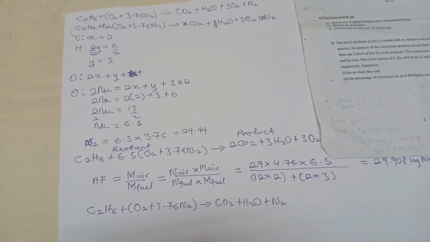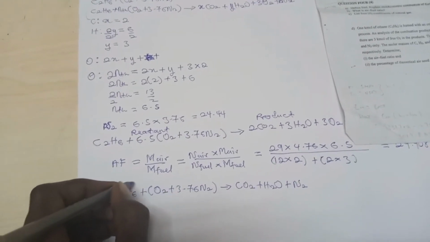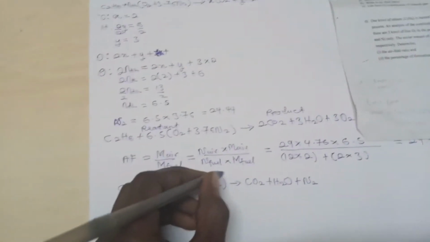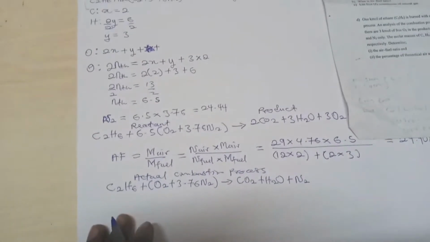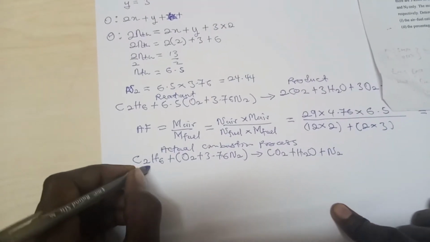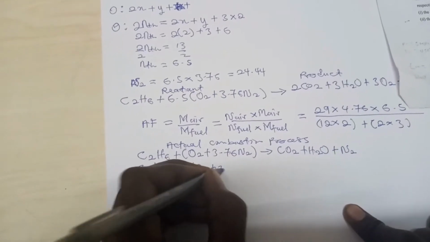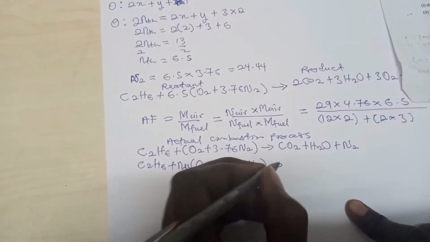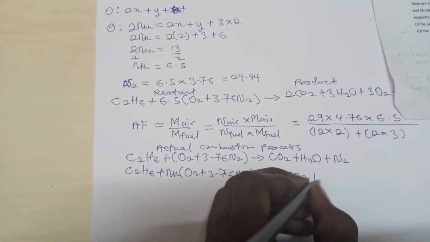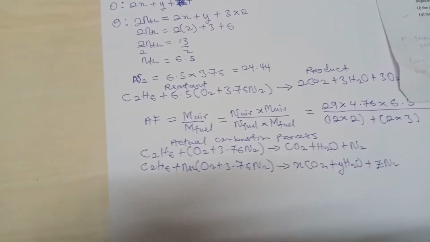So now this is the complete combustion they give us. The actual combustion process, we have to balance this chemical equation. C2H6 plus n times O2 plus 3.76 N2, bracket close. On the product side, we make variables: x CO2 plus y H2O plus z N2.